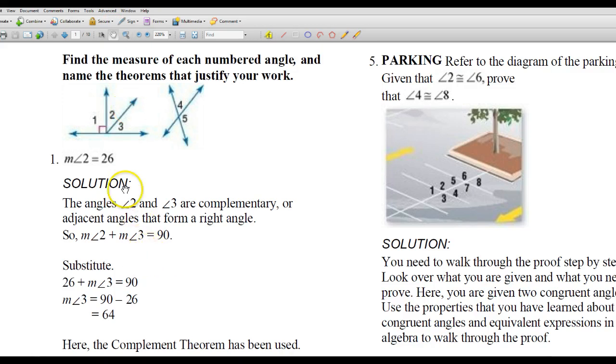From here we can substitute in the measure of angle 2, which is 26. So now we have 26 plus the measure of angle 3 equals 90. And if we subtract 26 from both sides, we get that the measure of angle 3 is equal to 64 degrees. So once again, we had to use the complements theorem, which states two adjacent angles that form a right angle will be complementary.